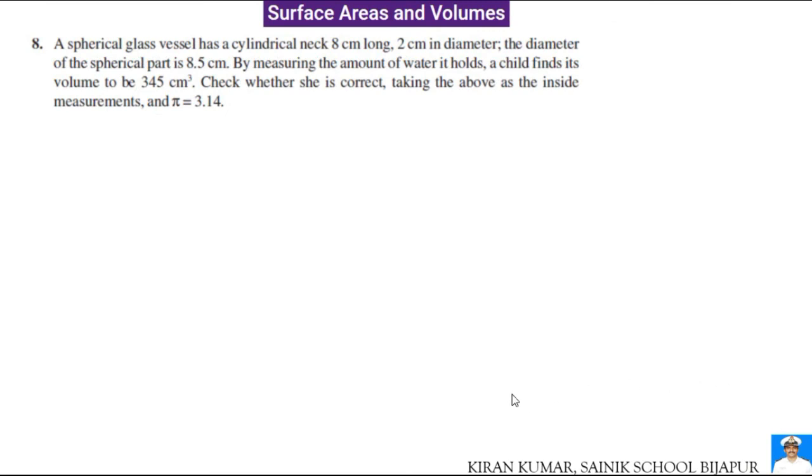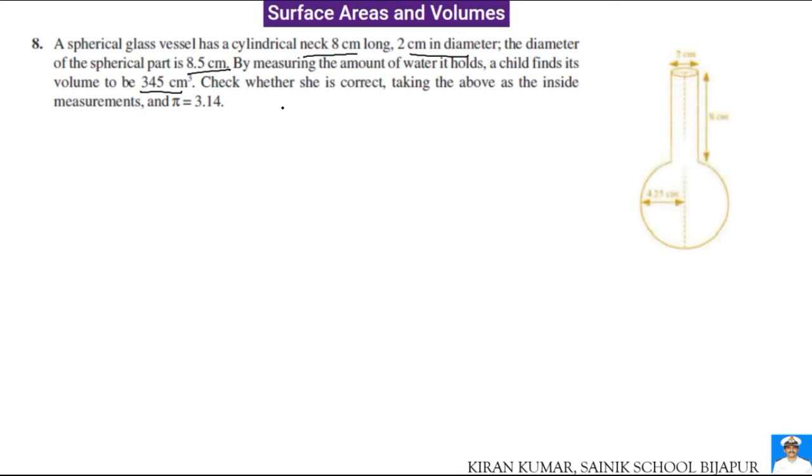Question number 8 is the last question of the exercise. A spherical glass vessel has a cylindrical neck 8 cm long, 2 cm diameter, and diameter of the spherical part is 8.5 cm. By measuring the amount of water it holds, a child finds that the volume will be 345 cm cube. Check whether she is correct, taking the above as the inside measurements and pi value as 3.14.